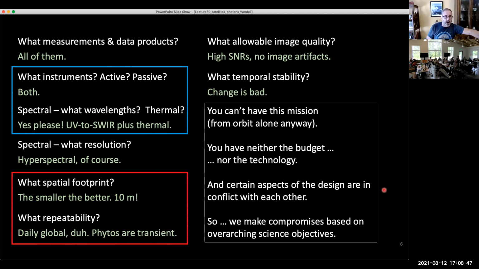Oops, wrong way. Here's where cost comes in. And of course, cost is the obvious one.